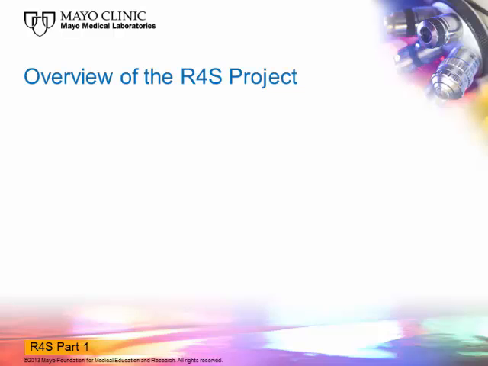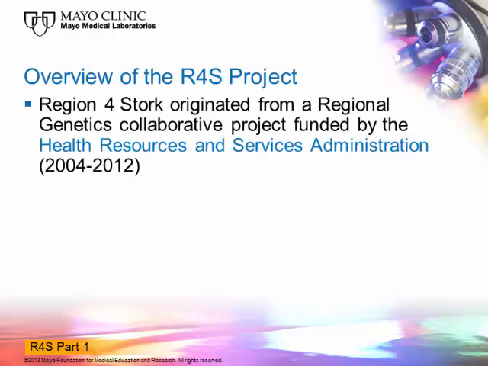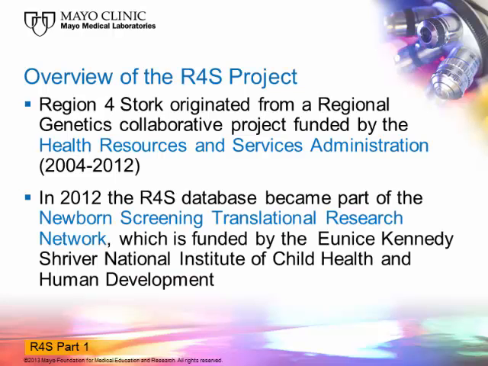R4S started in 2004 as a priority objective of a regional genetics collaborative project funded by the Health Resources and Services Administration, which is an agency of the Department of Health and Human Services. After 8 years of funding, in July 2012, the R4S database became part of the Newborn Screening Translational Research Network, an initiative funded by the National Institute of Child Health and Human Development.